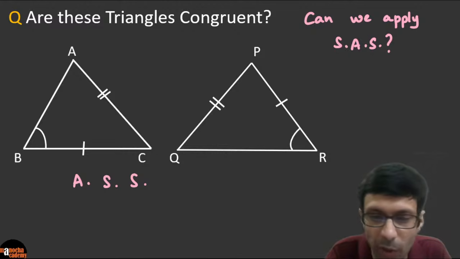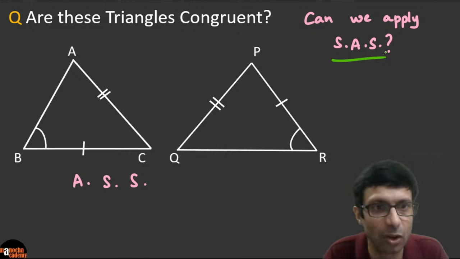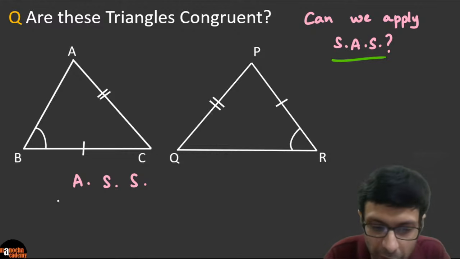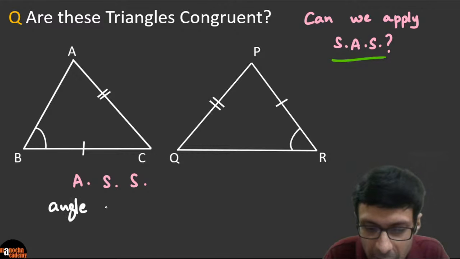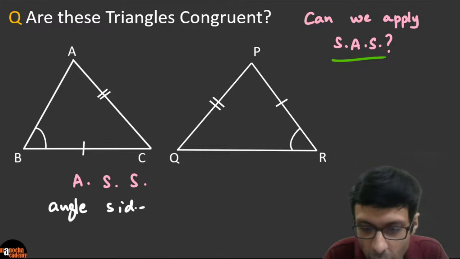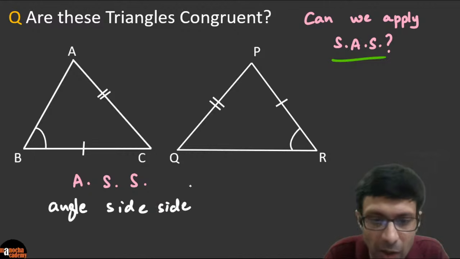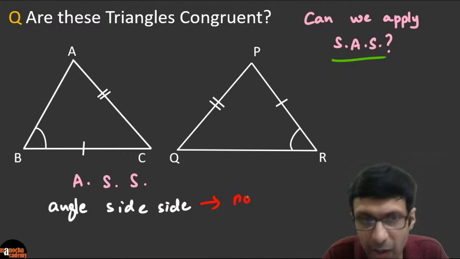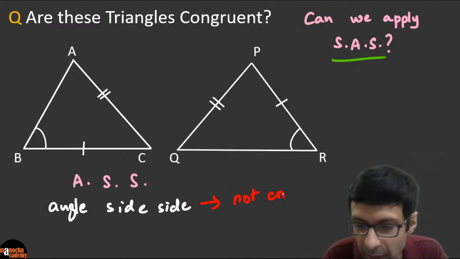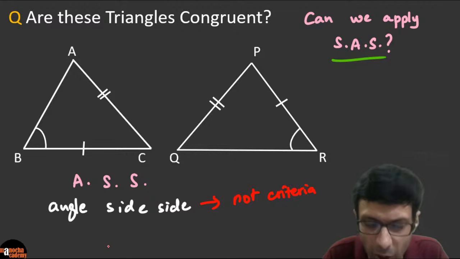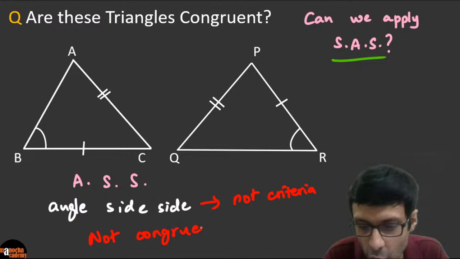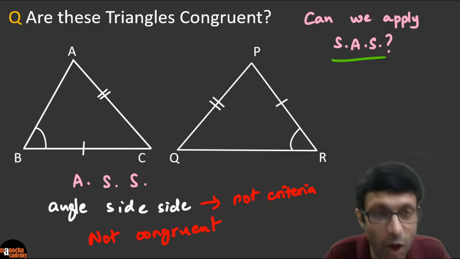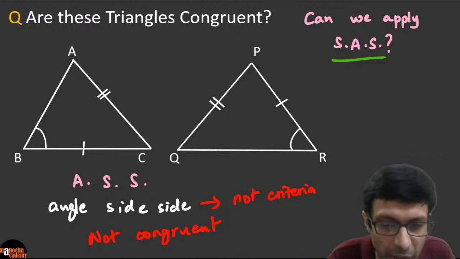We want SAS, but angle, side, side is definitely not a condition. Angle, side, side is not a criteria. Can you see that, guys? So this is not a criteria for congruency. Excellent, excellent. So they are not congruent. We cannot apply SAS here. Superb. All right, guys. Now we've taken a look at two conditions here, right?